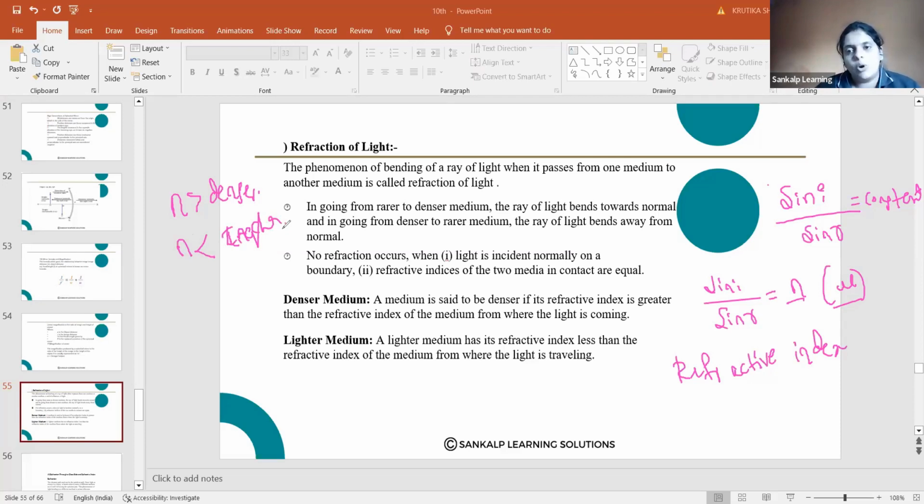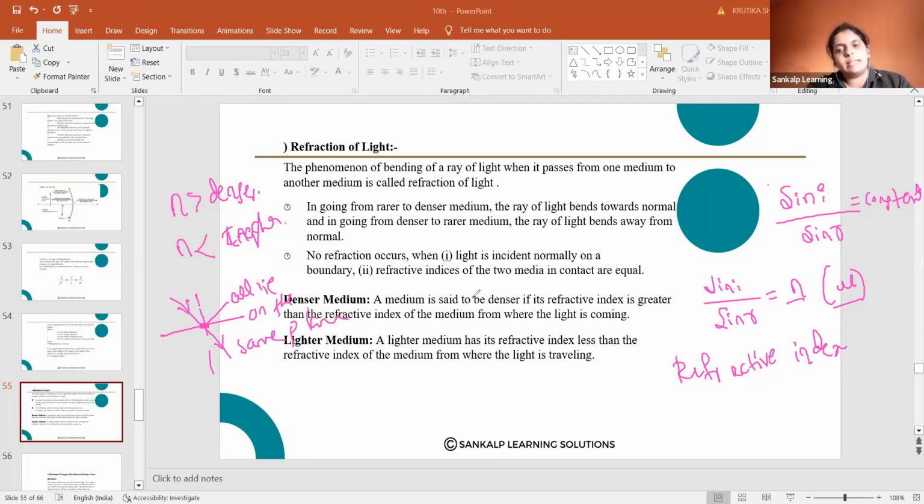Then the first law of refraction. The first law of refraction defines that the sine of the angle of incidence to the sine of the angle of refraction is constant, and this constant is called the refractive index. The second law is at the point of incidence. So this is my point of incidence. At the point of incidence, the incident ray, the refracted ray, and the normal drawn all lie on the same plane.